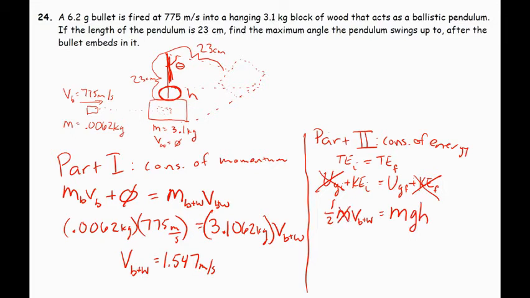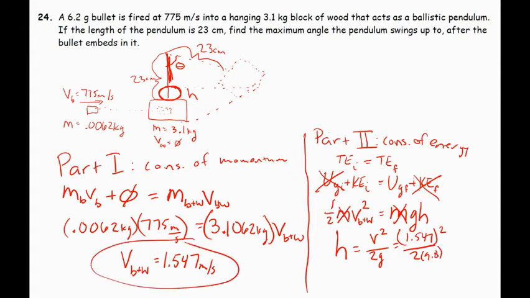Well, our mass cancels because the mass is the same on both sides. That's 1/2 mv squared, okay? So I end up getting that my height is equal to v squared divided by 2g. That's 1.547 squared, divided by 2 times 9.8. I got that 1.547 from over here on the left-hand side, where I found the velocity of the bullet plus the wood, okay? That gives me a height of 12.2 centimeters. So I know it goes 12.2 centimeters high.